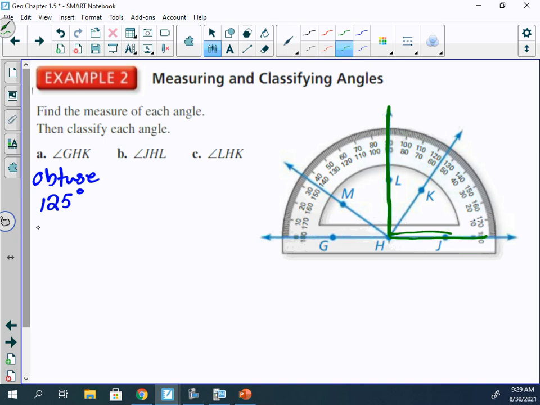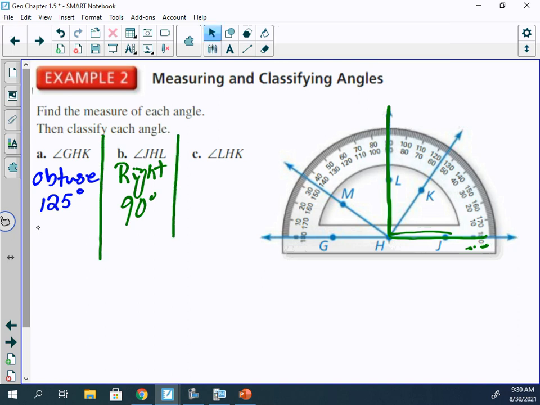So yes, let's count it first. Would we use the inside track or the outside track? Inside, because that's where zero's at, yes? So 10, 20, 30, 40, 50, 60, 70, 80, 90. So this would be a right angle because it is 90 degrees. If the angle's measure is 90 degrees, then it's right. If it's 89.9, it is not a right angle. It has to be exactly 90 degrees.